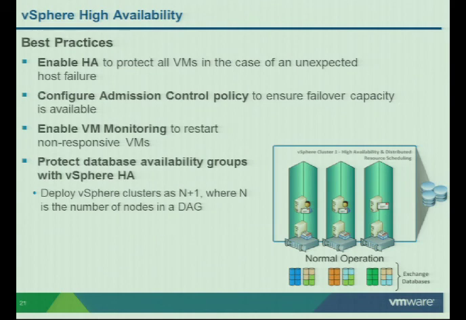vSphere HA will look at the I/O pattern. Is there still storage I/O? Is there still network I/O? And if all those have failed, we can probably safely assume that the VM has also failed, whether it's a blue screen or it just froze. vSphere HA can then give that VM a kick and help bring those services back online. Very helpful for applications that don't support any level of clustering.